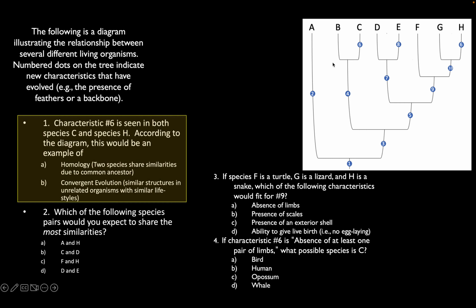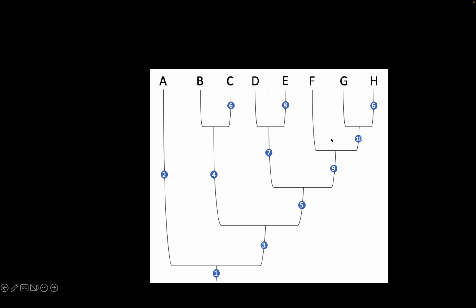Okay, so looking at number 1, character 6, you can see this shows up on C and H. And you can see that none of the ancestors down here had 6. It just randomly shows up at the top of the tree. So this is a case of convergent evolution, where they have similar structures, but it's not because of a common ancestry. So let's review that.